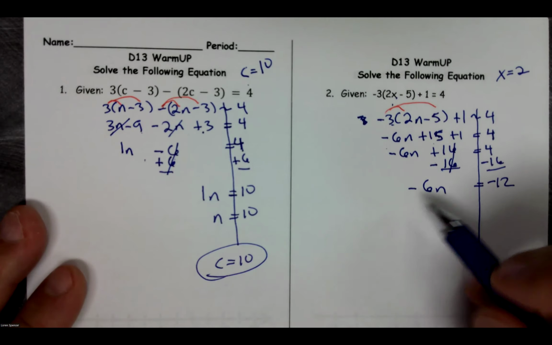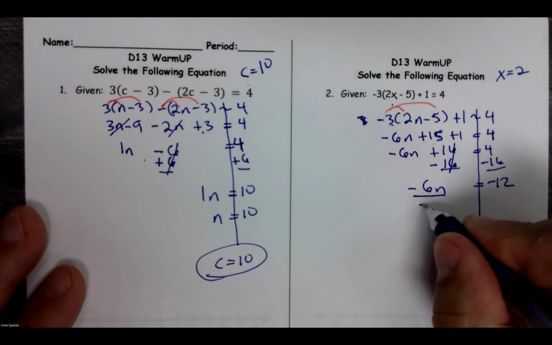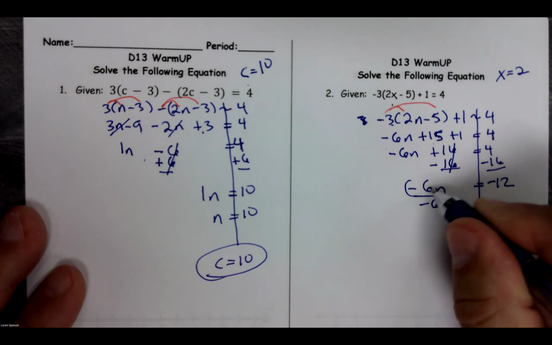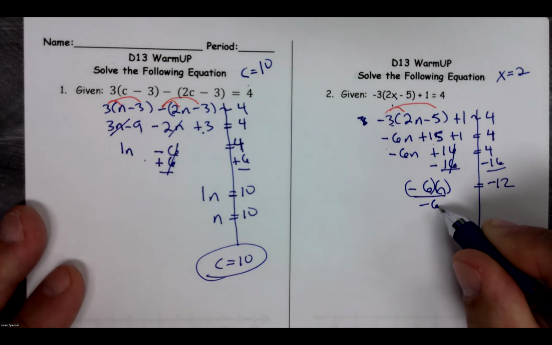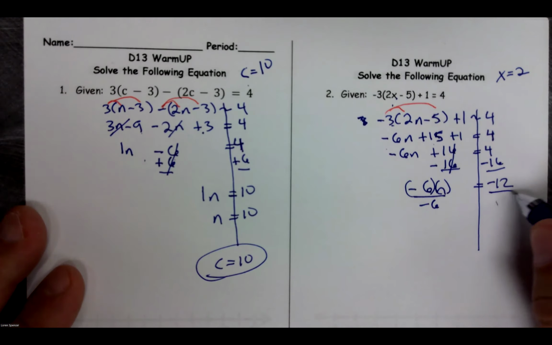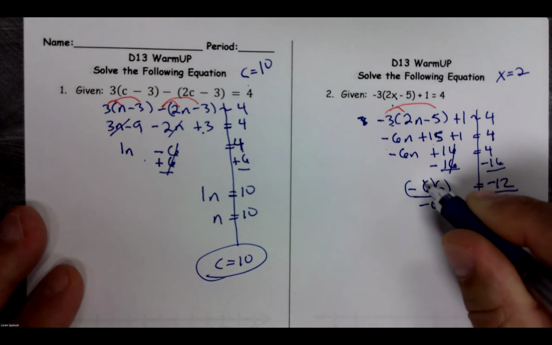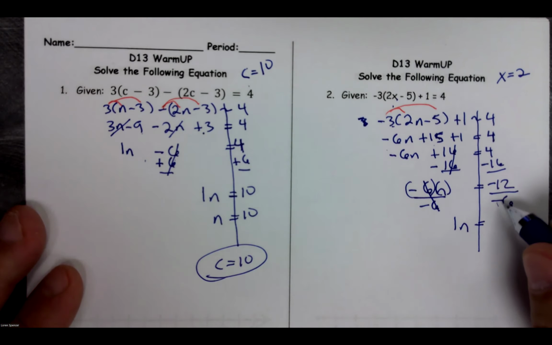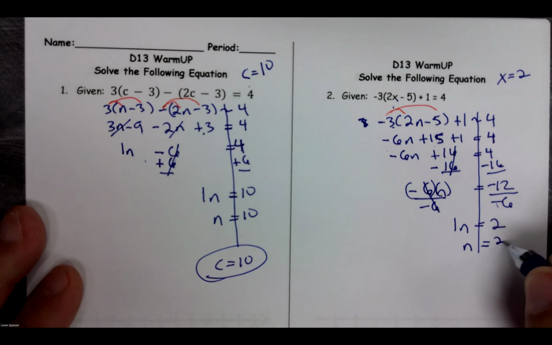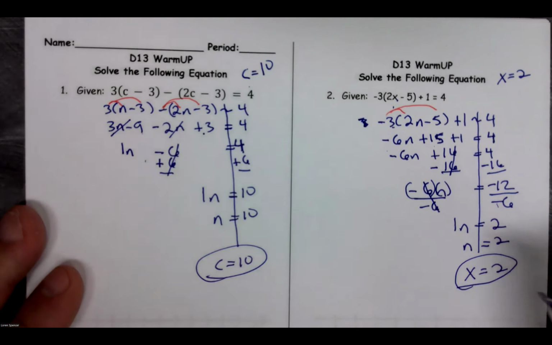Well, I divide both sides by negative 6 because this is essentially multiplying. So undo multiplication through division. So we divide by negative 6 to get rid of the coefficient. This becomes a 1n, and that equals negative 12 divided by negative 6 is 2. So n is 2. Our answer, once again, is x equals 2.